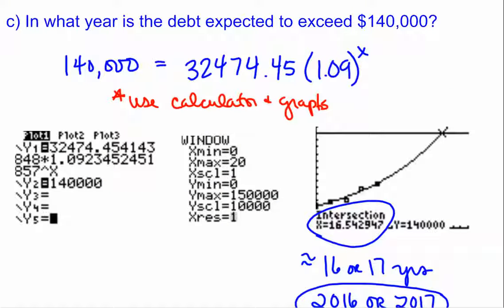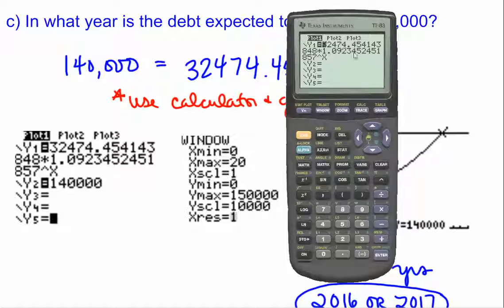Now the last question we have is, in what year is the debt expected to exceed $140,000? So the equation we need to solve is 140,000 equals this, and I just wrote down the rounded off version here so I didn't have to copy it all. If I were to solve this algebraically by dividing through the coefficient and then using the natural log and all of that stuff, this would give me an approximate answer. But since I've already got the information in my calculator, let's use the most accurate answer we can get. So in my calculator we had the Y1 already pasted in for us. We're just going to paste in 140,000 for Y2.